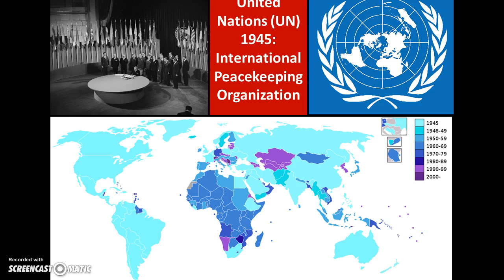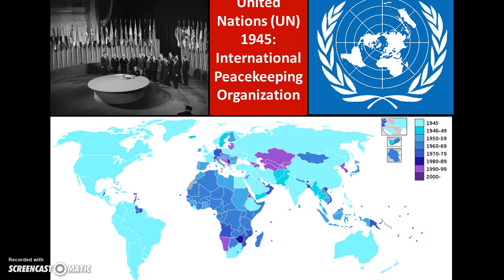There were many organizations formed after World War II to try to prevent the spread of communism and protect the world from another world war. The biggest one was the United Nations, formed in 1945. The goal of the United Nations was to be an international peacekeeping organization.